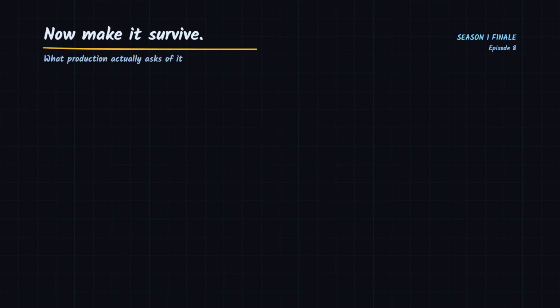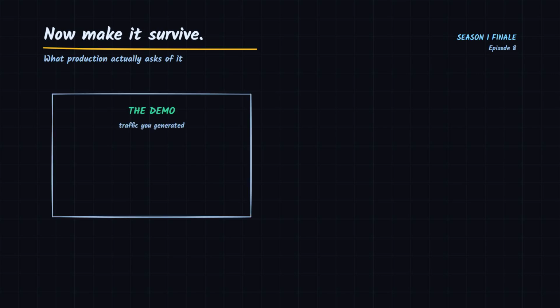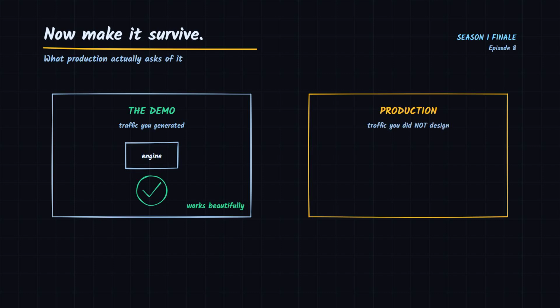Over 7 episodes, we built a fraud engine. Streams, windows, per card state, patterns, mitigation, and it survives a machine dying. And in a demo, with traffic you generated, it works beautifully. Now it has to run on the busiest shopping day of the year against traffic you did not design.